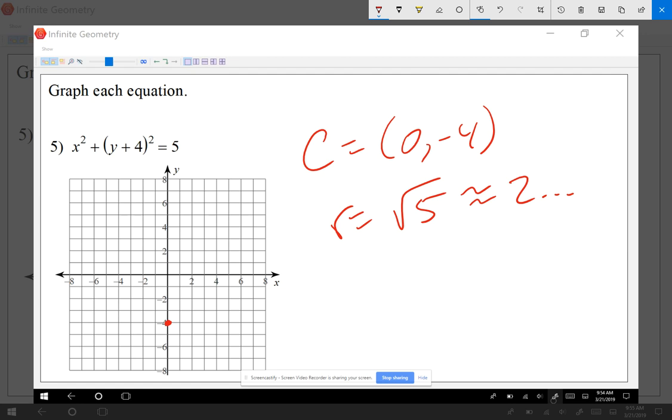So from the center, I'm going to go up, down, to the right, to the left. Each direction, I'm going to go a little more than 2. So if I go up, I'm going to mark that point. Notice I went 2 and a little bit more. If I go to the right, it's a little more than 2. If I go down, and if I go to the left. On each, I went 2 and a little bit more. Have a rough idea where the circle goes now? And that will be it.